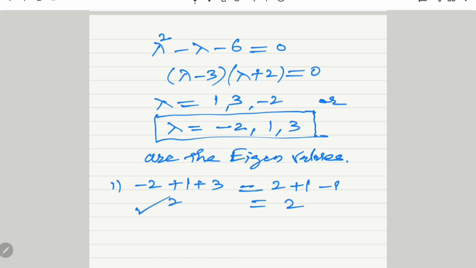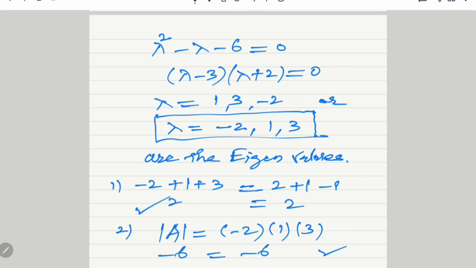Once again, I will repeat that property. If the sum of the eigenvalues is equal to the sum of the principal diagonal elements, then the values are correct. This is the property for eigenvalues. And the second property is that the product of eigenvalues is equal to the determinant of A. Here the product is minus 2, 1 and 3, and the determinant value is minus 6. Therefore, this product is also minus 6. The second property is also satisfied.